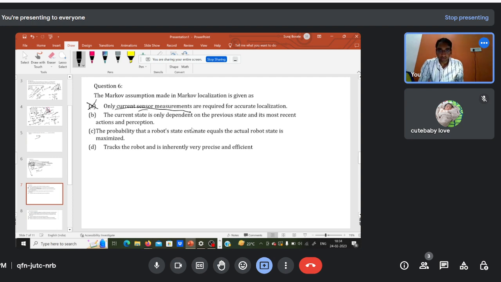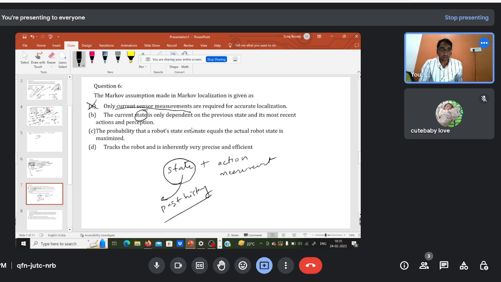So here the important word is state. When we say state, it means that we only need the current action and current measurement, and the state represents the entire past history. It's like saying that everything from past actions and measurements is encapsulated in this state. So this is the Markov assumption. So the B answer is correct.